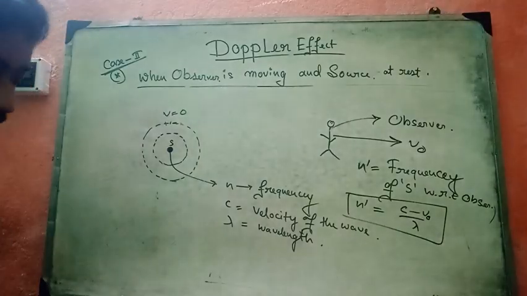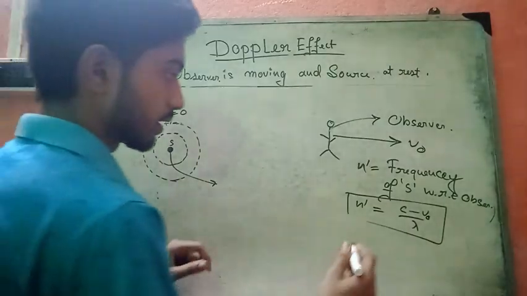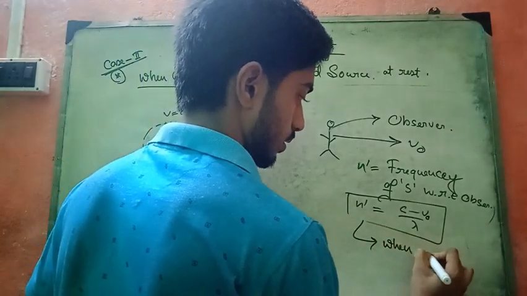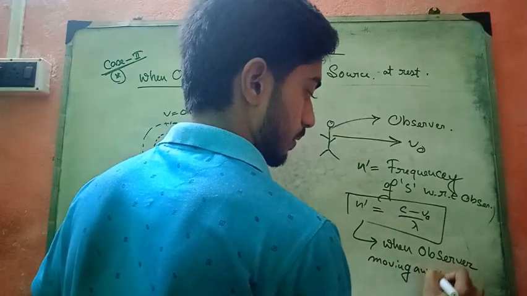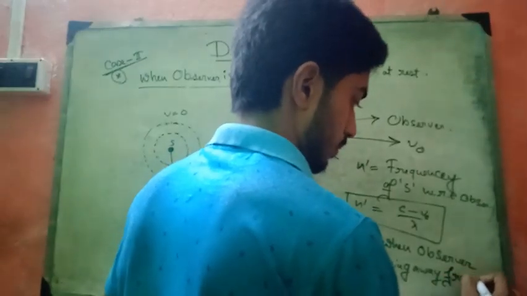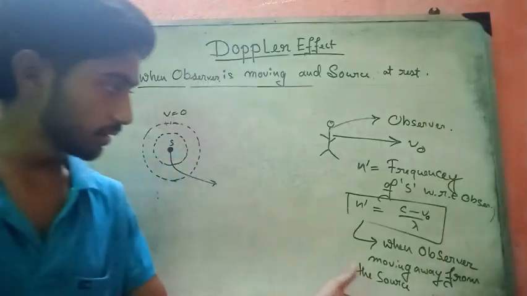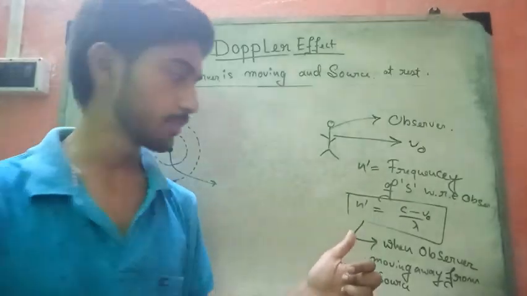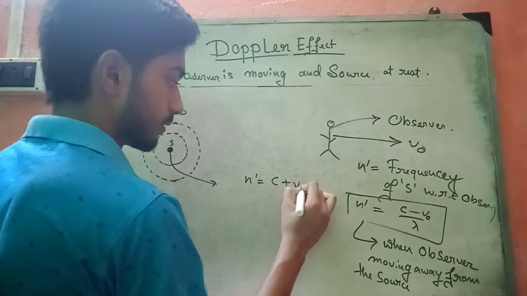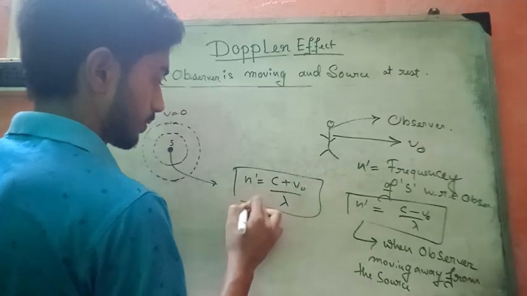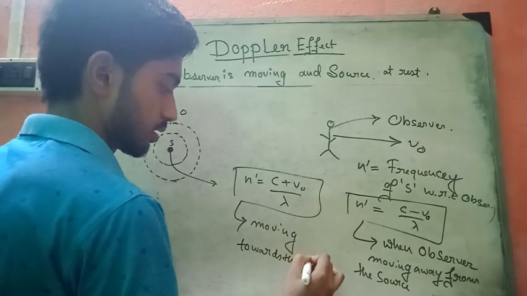When the observer is moving away from the source, then the frequency n dash equals c minus v naught by lambda, and when the observer is moving towards the source, n dash equals c plus v naught by lambda.